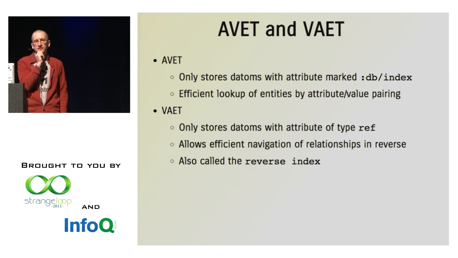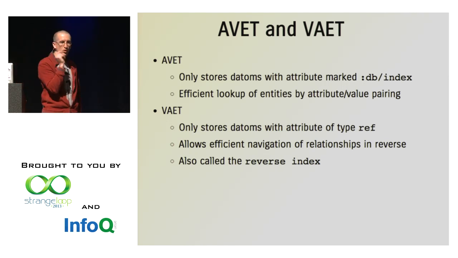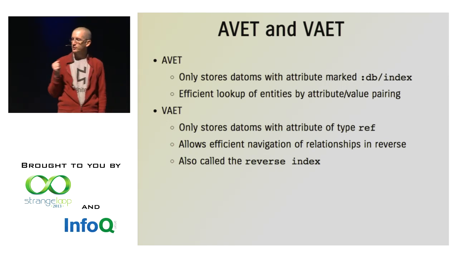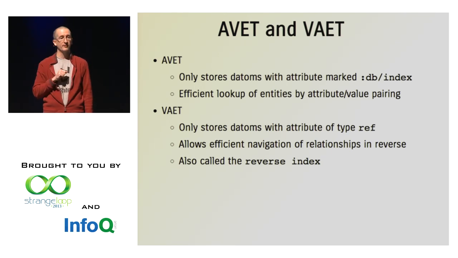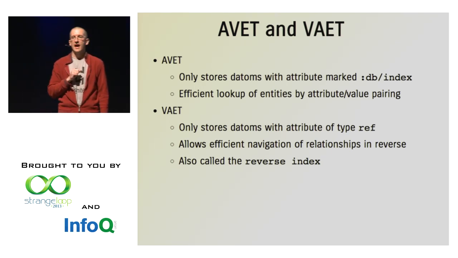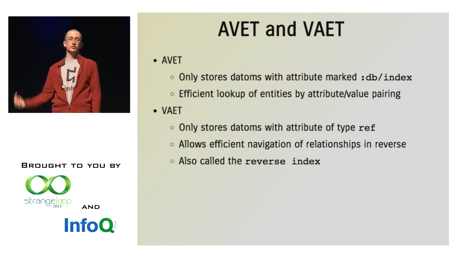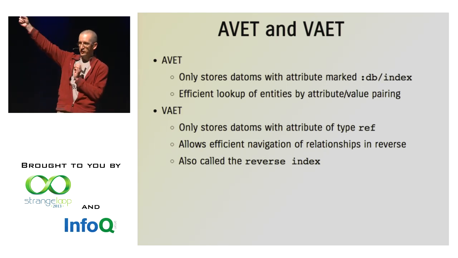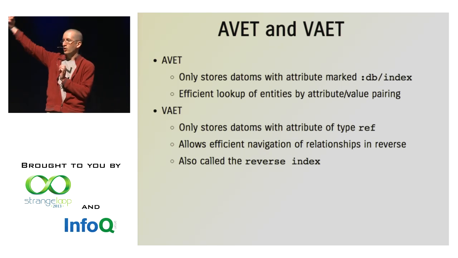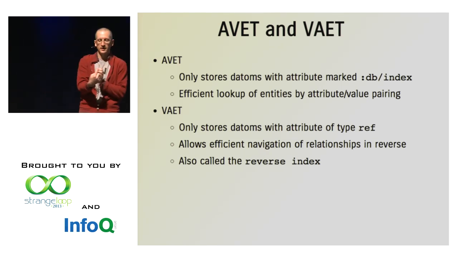That's kind of what you'd expect index true to mean, right? And then there's VAET, which is also called the reverse index. And you only get this one for attributes that you defined whose type is ref, okay? And this is what allows us to traverse relationships in reverse. Remember I said you can always go from an event to the hotels that it talks about, or from the hotel back to the events that are connected to it.